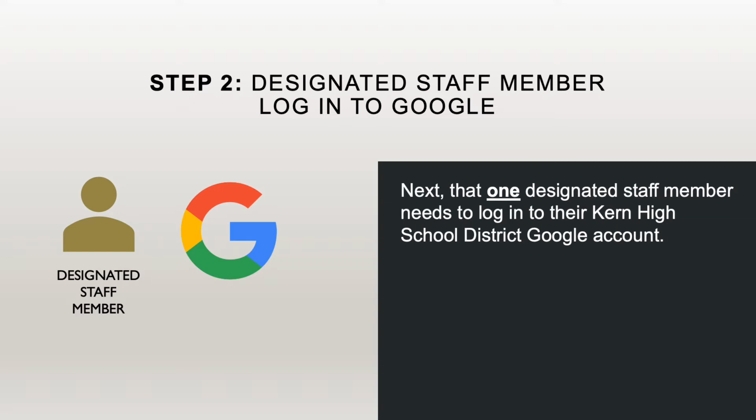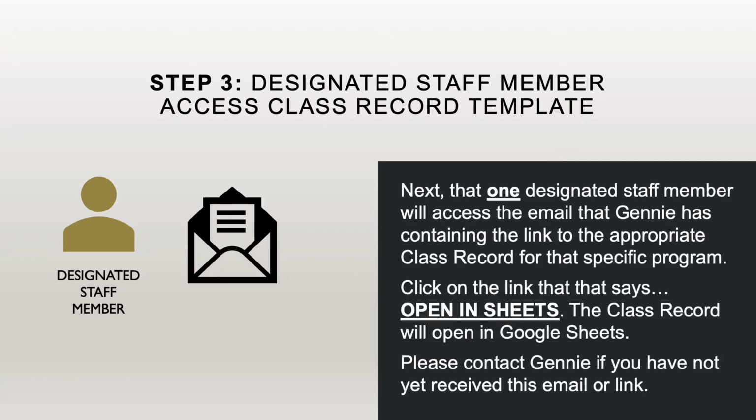Next, that one designated staff member needs to log into their Kern High School District Google account. Next, that one designated staff member will access the email that Jenny has sent containing the link to the appropriate class record for that specific program. Click on the link that says Open in Sheets. The class record will open in Google Sheets. Please contact Jenny if you have not yet received this email or link.